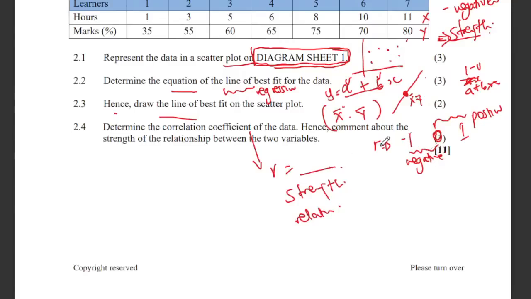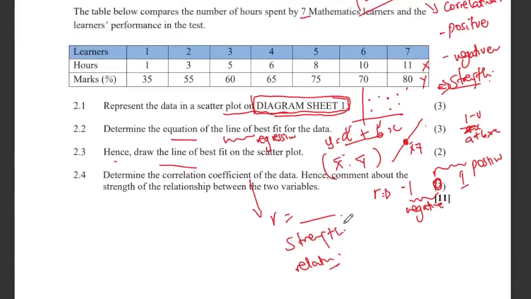Just taking an example. So that strength will be a strong relationship, but then the relationship is going to be positive. So you can tell us a strong positive relationship or a strong positive correlation. So that way you get all the 3 marks. Probably 1 mark for the R, 1 mark for the strength, and then 1 mark for the direction. So that is what is expected with the statistics.